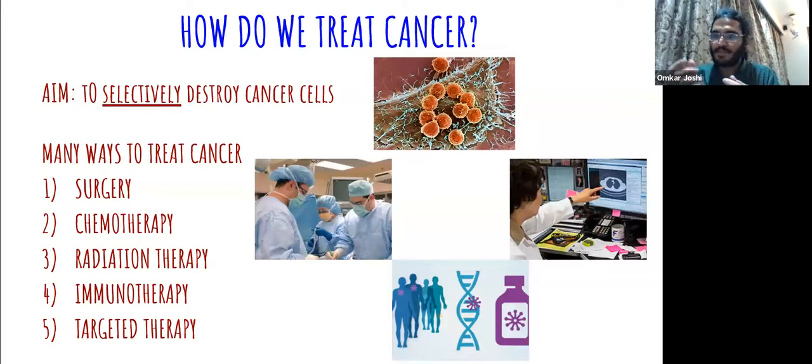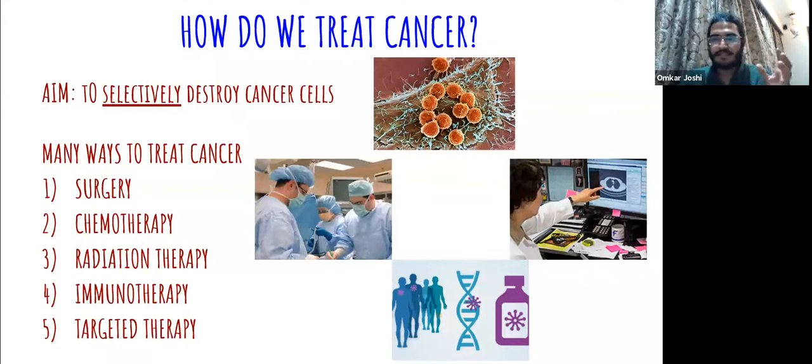Another way is you can take some cells out of the tumor, culture them and put them back so that now there is a big load of immune cells near your tumor and they can kill it. So there are at least 3-4 more ways to kill tumor cells by altering the immune system and helping it to attack cancer better.